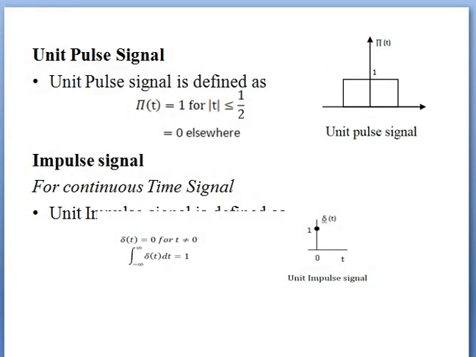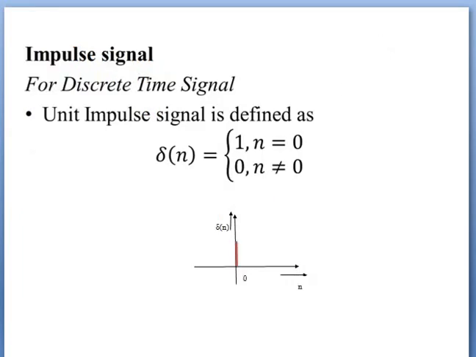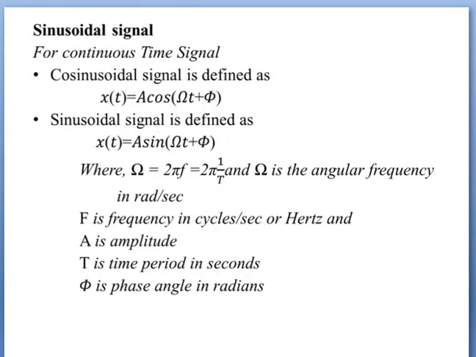Unit pulse signal. The pulse signal is defined as pi(t) is 1 for modulus of t less than or equal to 1 by 2 and 0 otherwise. Impulse signal. The continuous time unit impulse signal is defined as delta(t) equal to 0 for t not equal to 0, and the integral from minus infinity to infinity of delta(t) dt is 1. So the impulse signal is defined only at t equal to 0. The discrete time impulse signal is defined as delta(n) is 1 for n equal to 0 and 0 for n not equal to 0.